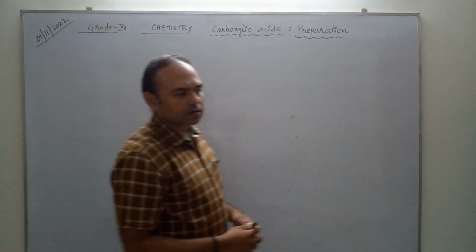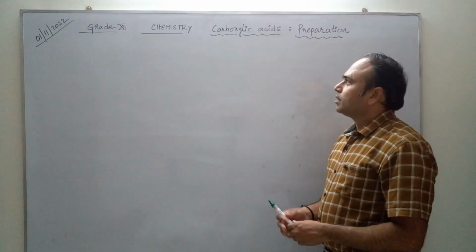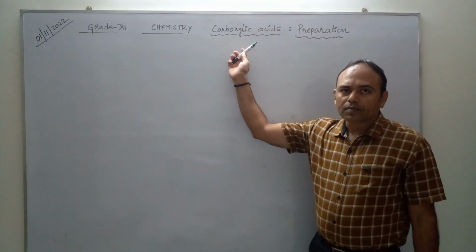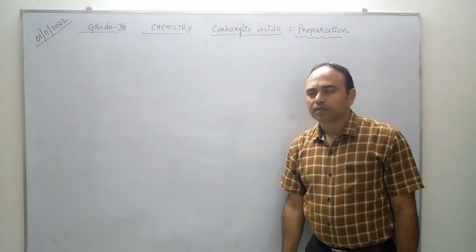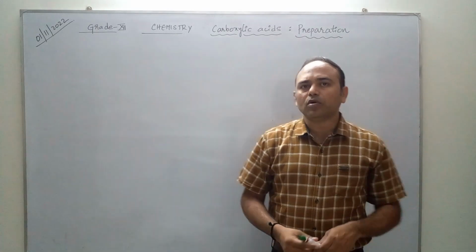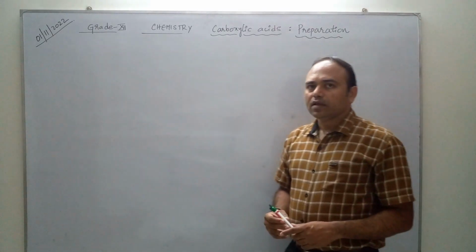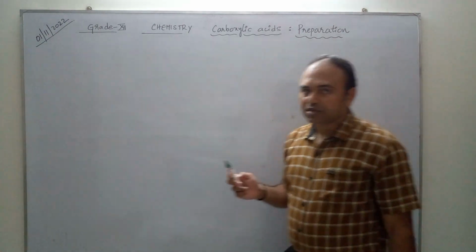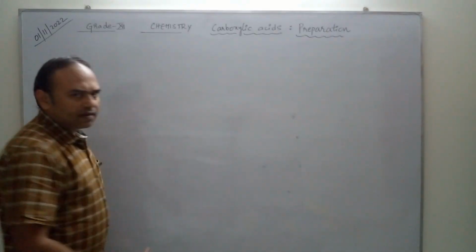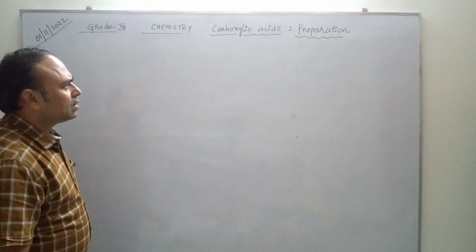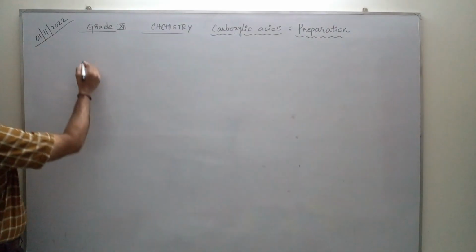Good evening, students. Today's topic is Grade 12 Chemistry, Preparation of Carboxylic Acids. In the previous lecture, we discussed the classification of carboxylic acids, and today we will discuss preparation. Once again, let us see a simple method to remember the preparation methods.